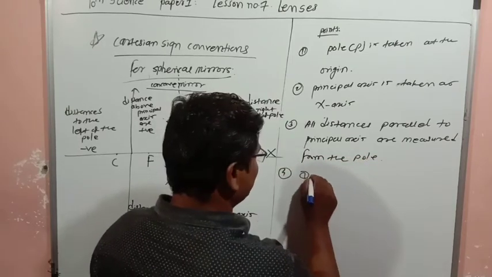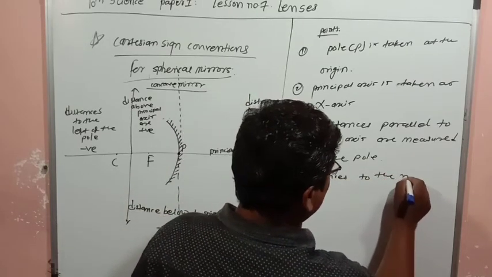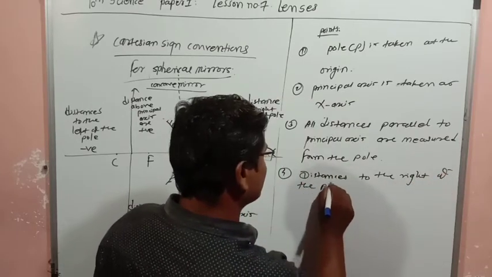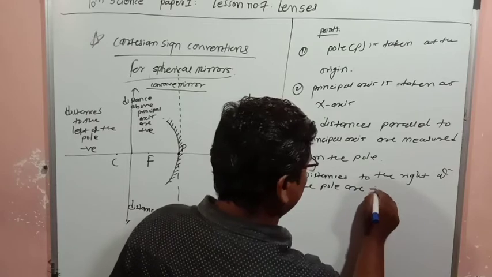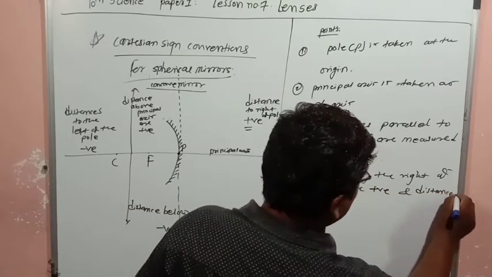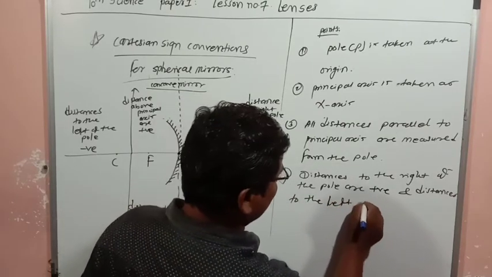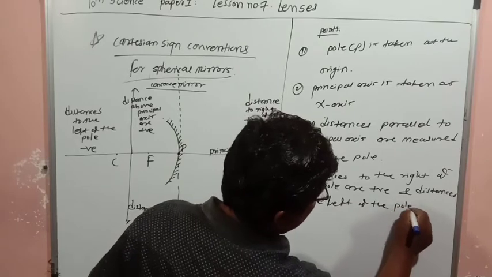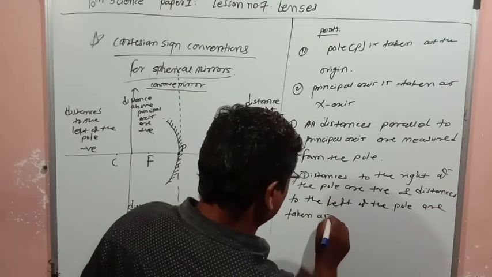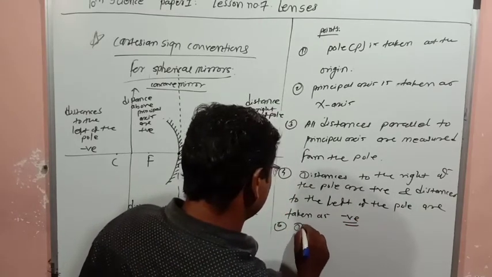Then distances to the right of the pole are positive, and distances to the left of the pole are taken as negative. Fifth one is the distances above principal axis.